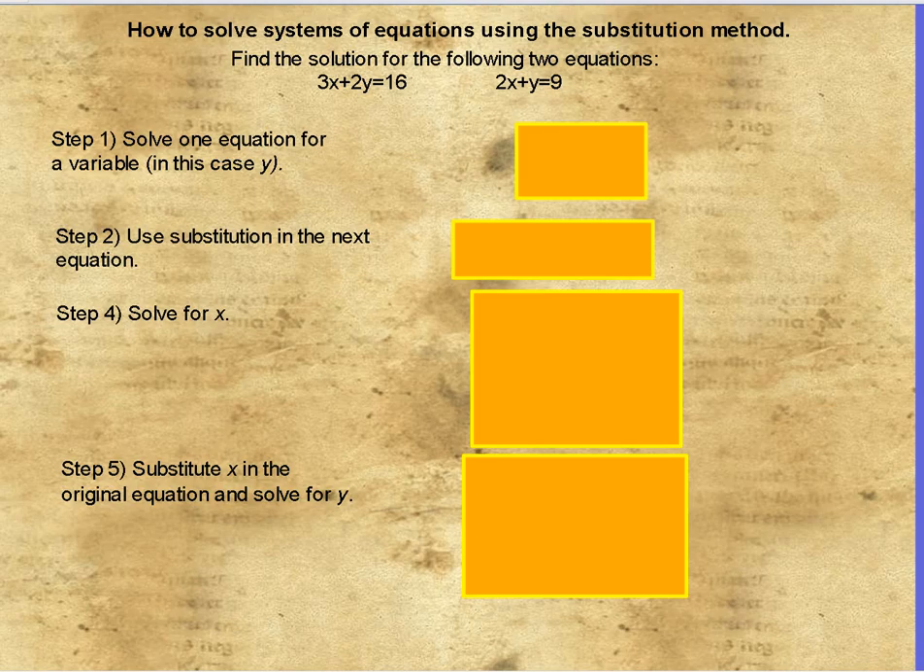So let's solve the equation for y. We get the following: 2x plus y equals 9. Since we're solving for y, we need to subtract 2x from both sides, which gives us y equals 9 minus 2x. Now step 2. We're going to use substitution in the next equation, 3x plus 2y equals 16. So now we need to substitute y equals 9 minus 2x into the equation 3x plus 2y equals 16. And that's going to give us the following.